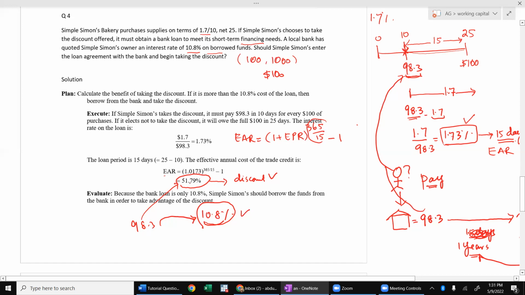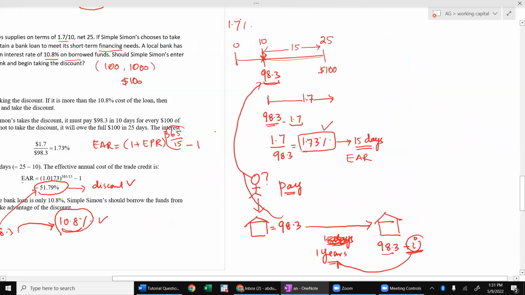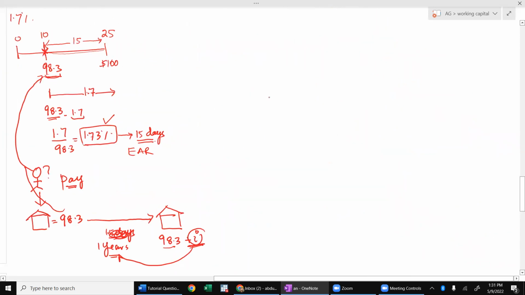51.79%. Okay, so let me explain this again. This point is sometimes difficult. For instance, a purchase of 100 is made. Okay, and the discount period is 10 days, and the total period is 25 days. So if you pay on the 25th day, you will pay a total of 100, but if you pay on the 10th day, you are going to pay 98.3.